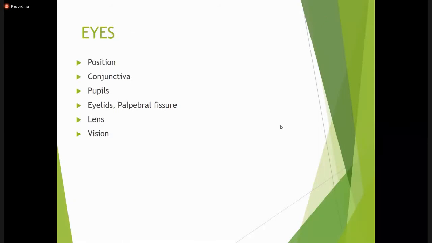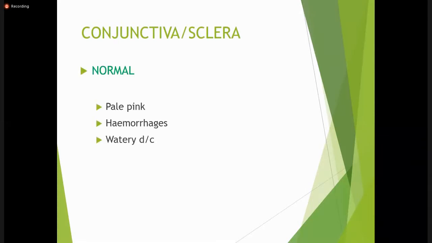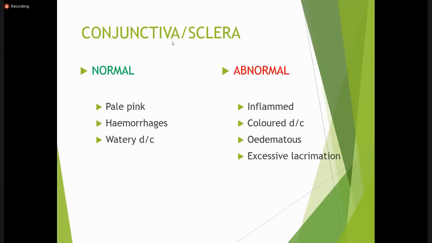So after the head, we come to the eyes, and in the eyes, first of all, you have to look at the conjunctiva or sclera, and normally it should be pale pink. Sometimes subconjunctival hemorrhages can be present, and watery discharge from the eye is also sometimes considered normal. Now, what are the abnormal signs? If there is any inflammation, the discharge is colored, or if there is any edema of the eyelids, or there is excessive lacrimation, these are considered abnormal.